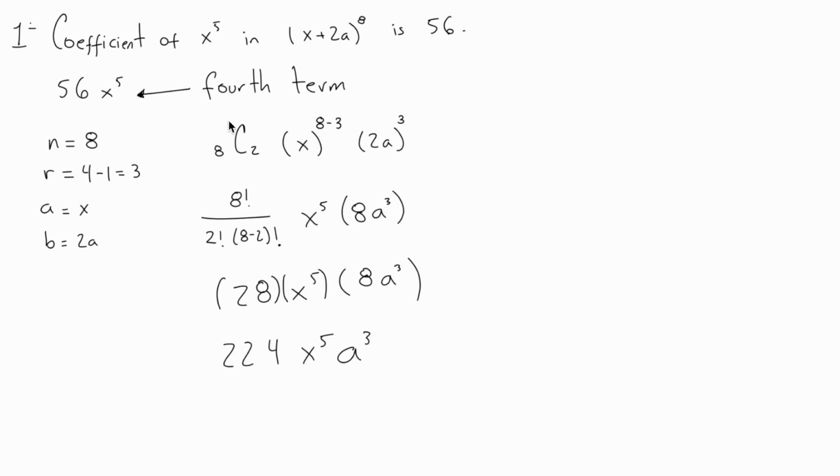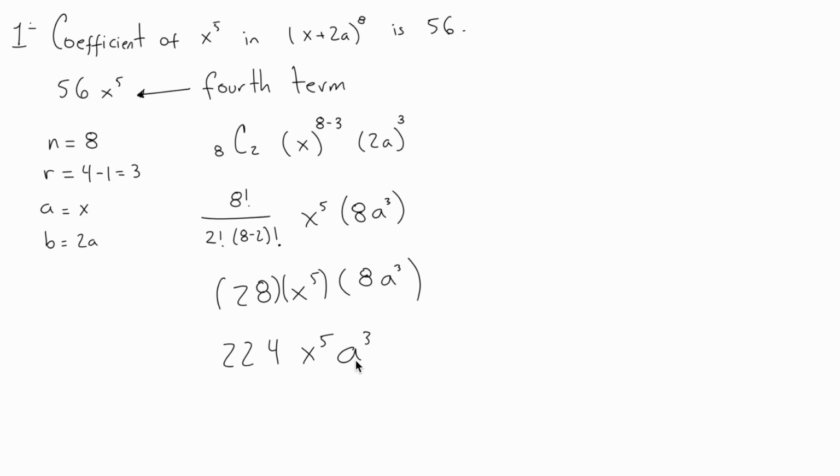So, using the general term formula, 8 choose 3, that means x to the power of 8 minus 3 times 2a to the power of 3. So my term is 8 factorial over 3 factorial times 5 factorial. I put this in the calculator. 2a to the power of 3, that is 2a cubed, so 8a cubed. Then 28 times 8, that is 224 x fifth a cubed.